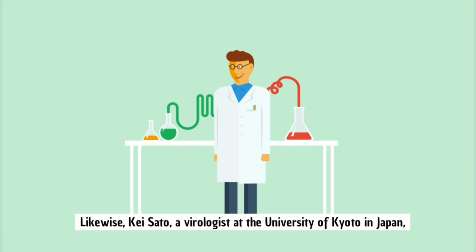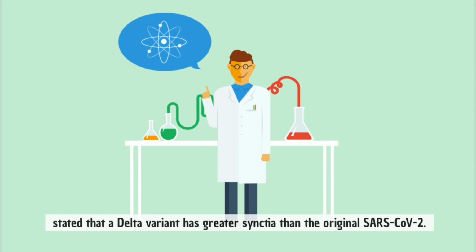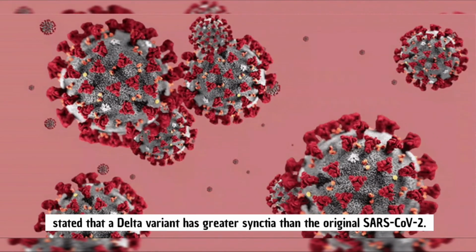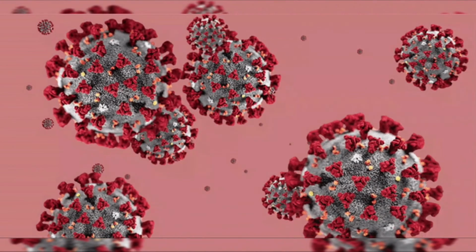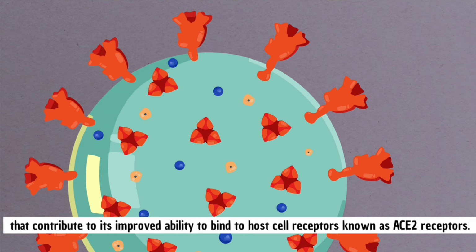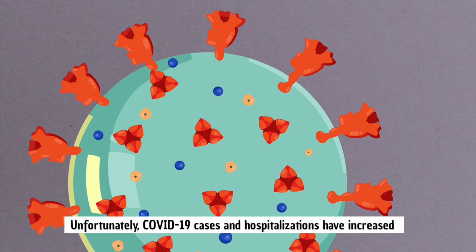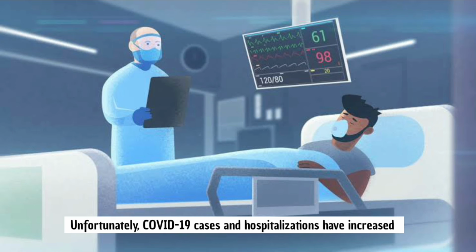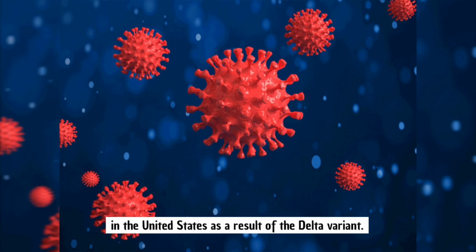Likewise, Kei Sato, a virologist at the University of Kyoto in Japan, stated that the Delta variant has greater syncytia than the original SARS-CoV-2. Furthermore, the spike protein of this variant has multiple mutations that contribute to its improved ability to bind to host cell receptors known as the ACE2 receptors. Unfortunately, COVID-19 cases and hospitalizations have increased in the United States as a result of the Delta variant.